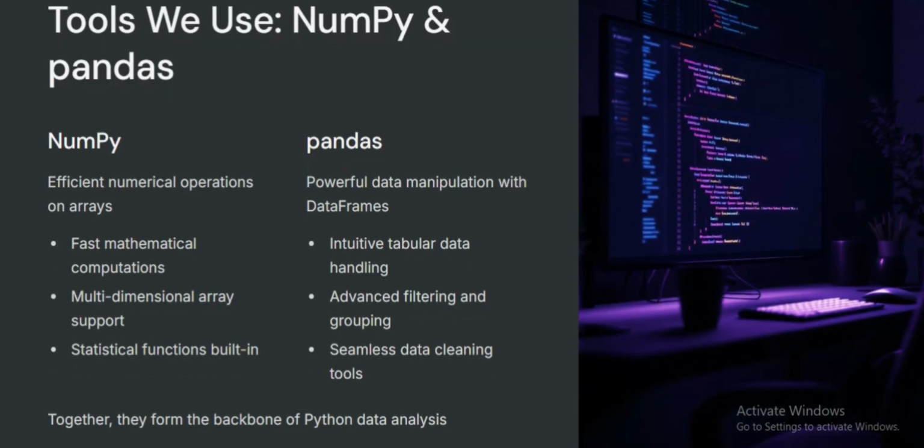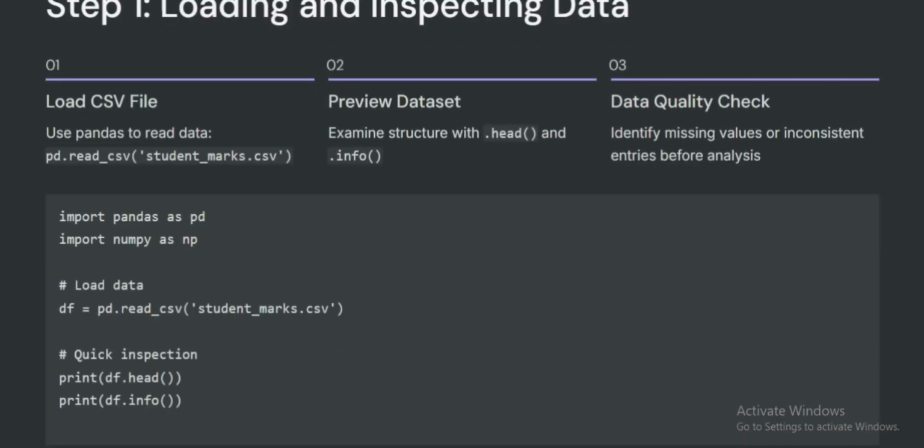What are the tools used? In this project, we are using two Python libraries. The first one is Pandas, which is used for handling tables, rows, columns, and data cleaning. The second one is NumPy, which is used for mathematical operations like mean, median, and standard deviation.